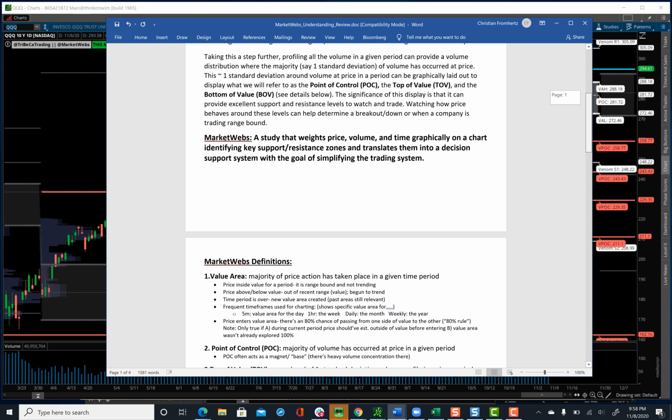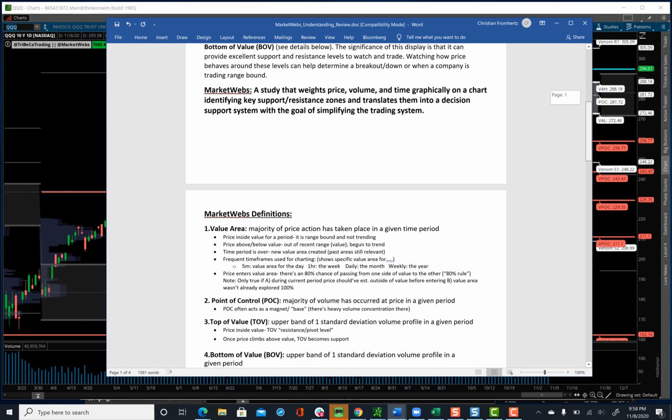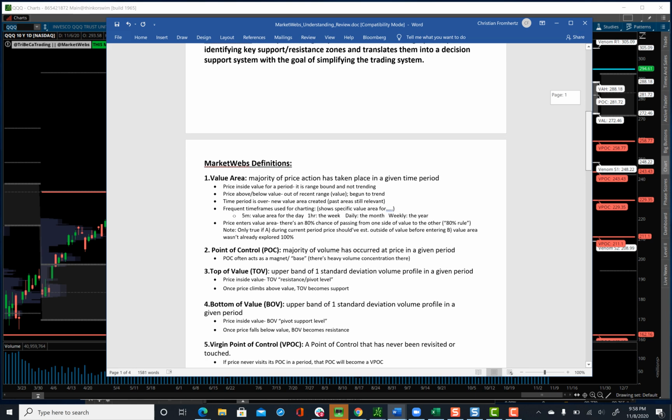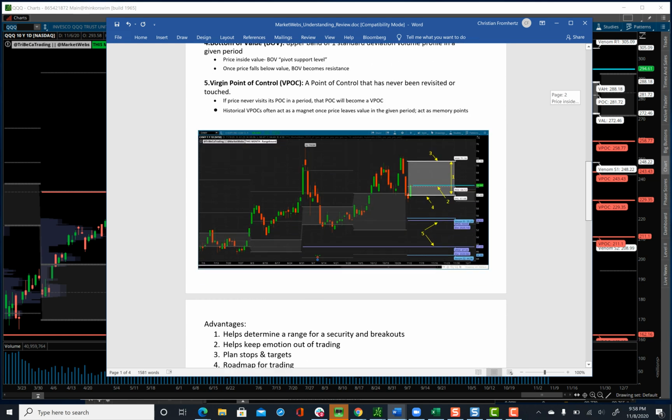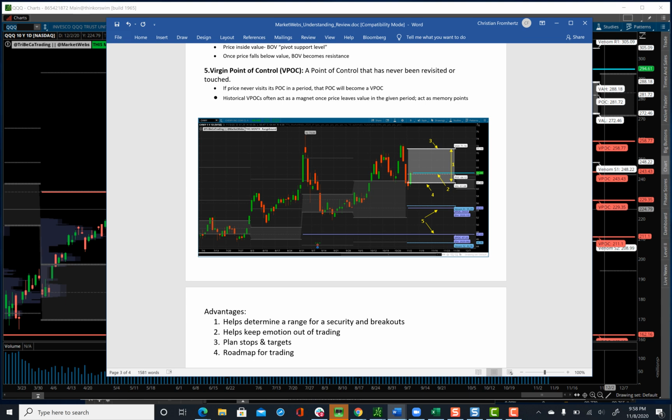All right, so a study that weights price, volume, and time graphically on a chart, identifying key support resistance zones and translating them into a decision support system with the goal of simplifying the trading system. We'll get to that in a minute. Here are your definitions. So the advantages, right? This will be the last section, and then I'll talk about two stocks. It really helps to determine a range for a security and a breakout.